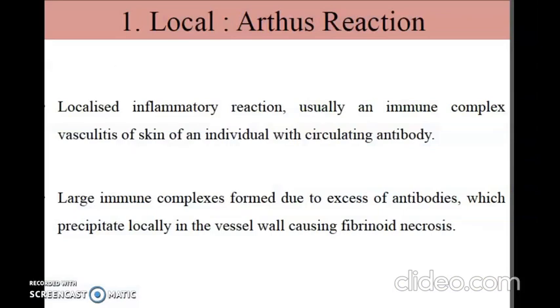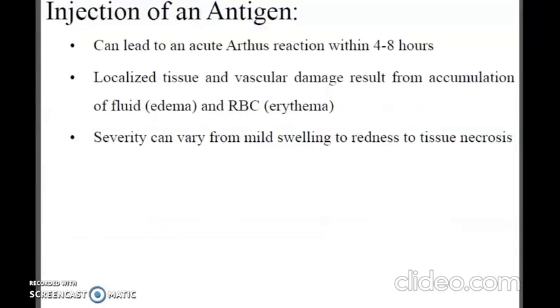It's a localized inflammatory reaction, usually an immune complex vasculitis of the skin of an individual with circulating antibody. Large immune complexes form due to excess of antibodies, which will precipitate locally in the vessel wall, causing fibrinoid necrosis. Injection of an antigen can lead to an acute Arthus reaction within 4 to 8 hours. Localized tissue and vascular damage result from accumulation of fluid and RBC, resulting in edema and erythema. Severity can vary from mild swelling to redness to tissue necrosis.